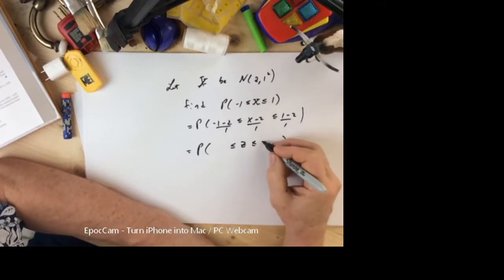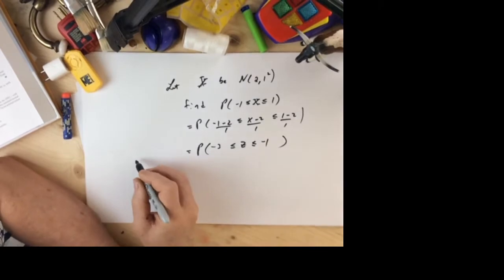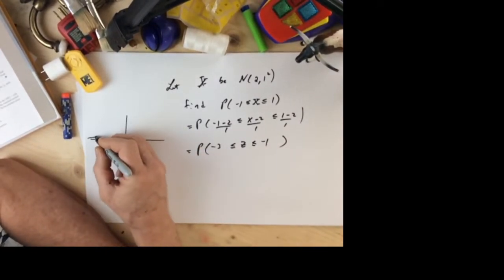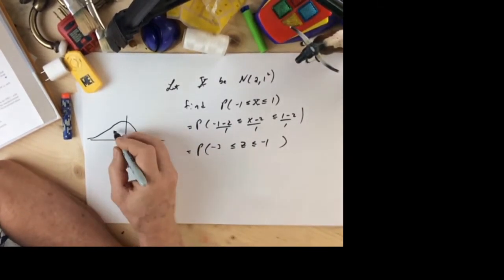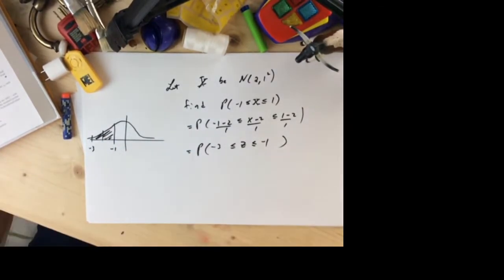1 minus 2 is negative 1, and minus 1 minus 2 is negative 3. And so the picture that we want from the standard normal curve of this is from minus 3 over to minus 1. We want this area.